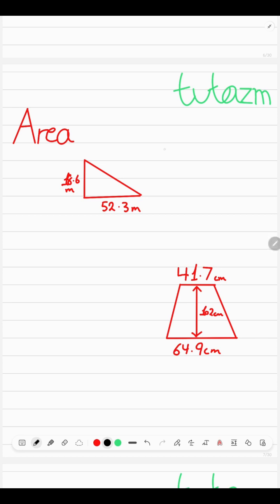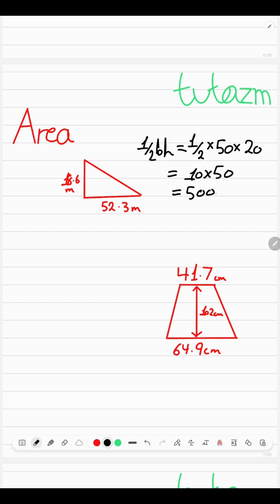So in this case, if we want to estimate the area, it would be half base times height, because that's the formula for the area of a triangle. And so we'd be left with half times the estimate of the base, which would be 50, again rounded to one significant figure, and the estimate of 18.6 would be 20. This would give us 10 times 50, which is simply 500 meters squared.